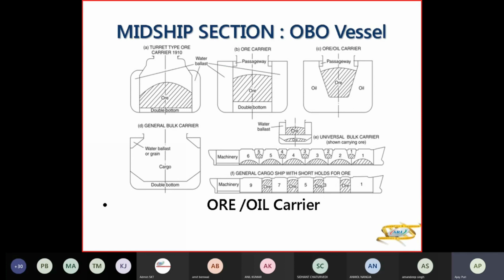So today we'll be doing midship sections of combination carriers. Combination carriers are OBO and OO. OBO means oil bulk ore, and OO is ore oil carriers.